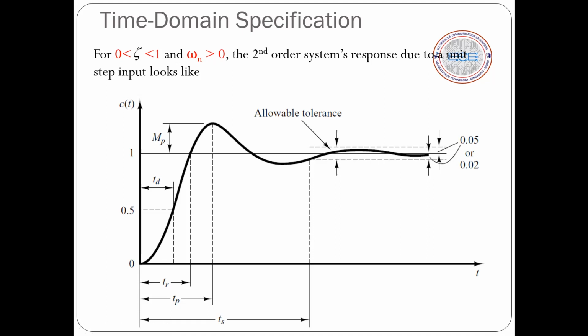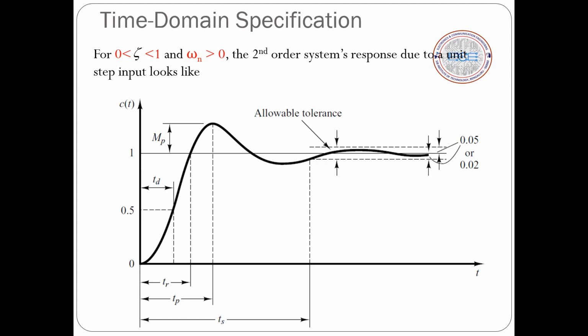Overdamped we can have, only thing is you will find the rise time slow. Critically damped is very difficult to design, and undamped doesn't exist. So usually we find that this is the most occurring situation. So we have taken the condition zeta between 0 and 1, omega n greater than 0.